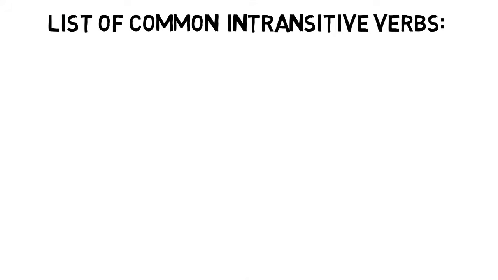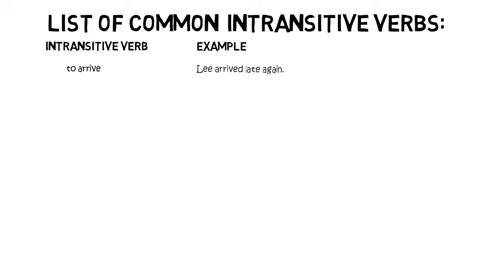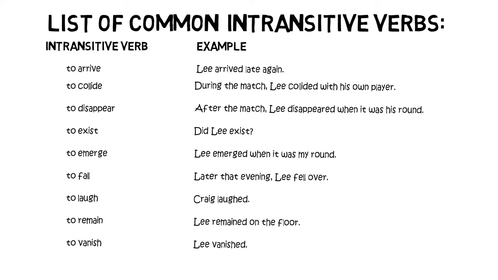Okay, here's a list of common intransitive verbs. Remember, these are the ones that don't take a direct object. So if you ask what or whom, it won't make sense. So just look at the first couple. To arrive. Lee arrived late again. So he didn't arrive something. He didn't arrive somebody. That makes it an intransitive verb. Okay, here are some more. Just pause this if you need to have a look at them.